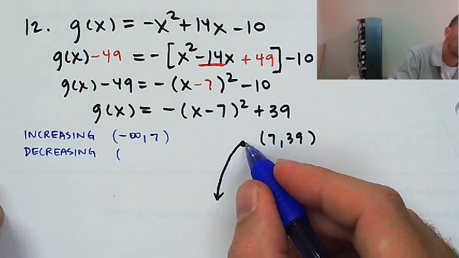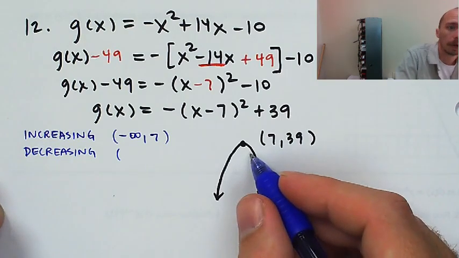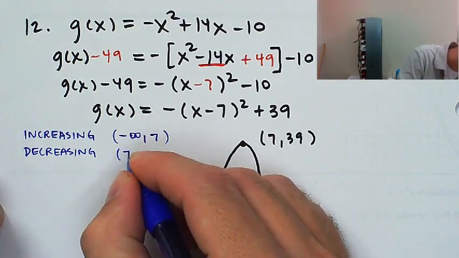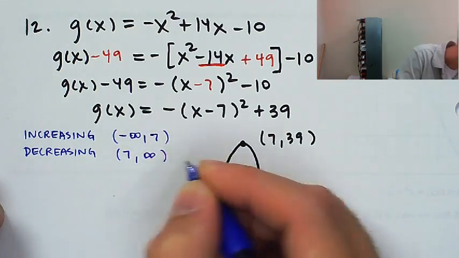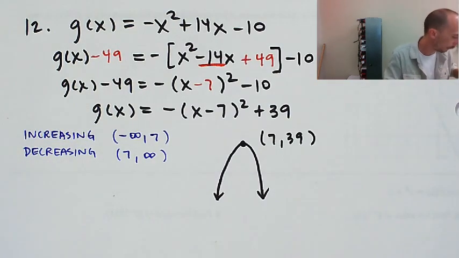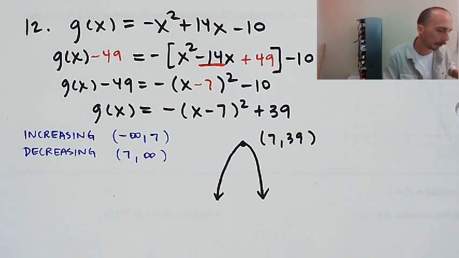And it's going to be decreasing where the slope is negative, or where, as I move left to right, the graph is going down. So it's going to be from 7 to positive infinity. The next two: write the equation in vertex form, sketch the graph, and find the maximum or minimum value.